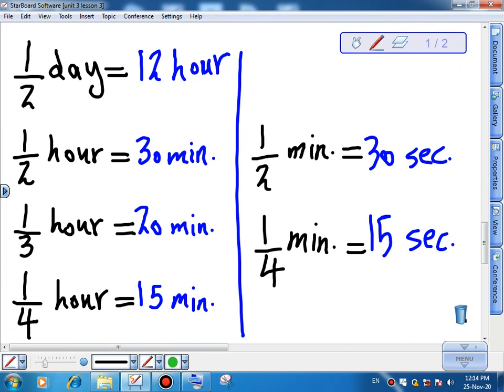Half of a day means 12 hours. Half of an hour means 30 minutes. 1/3 of an hour means 20 minutes. 1/4 of an hour means 15 minutes. 1/2 of a minute means 30 seconds. 1/4 of a minute means 15 seconds. This form is very useful, so save this for any problem.